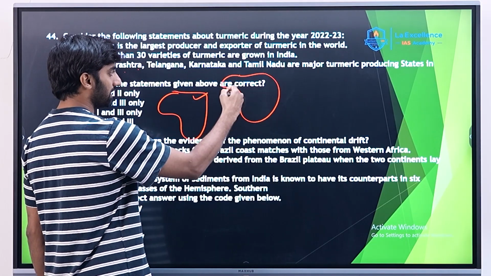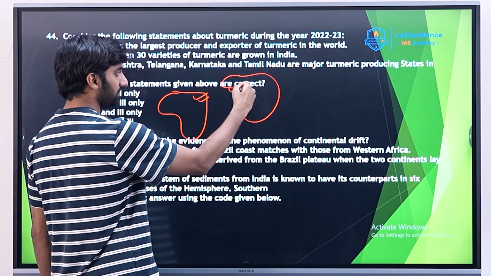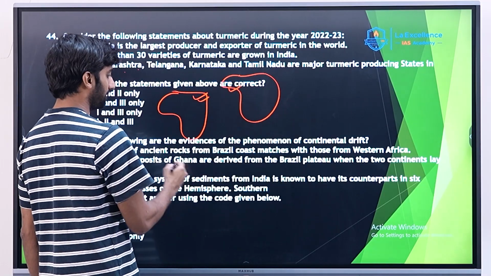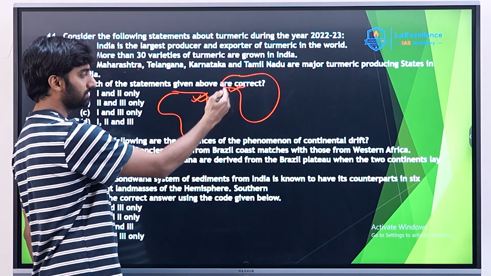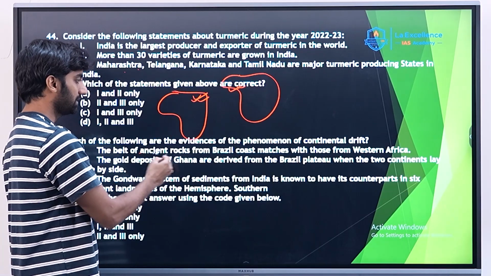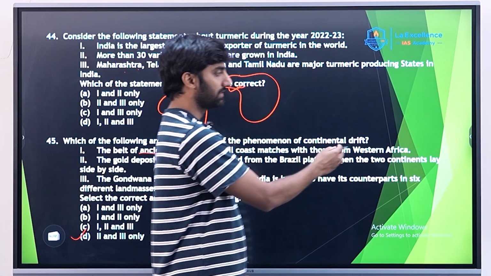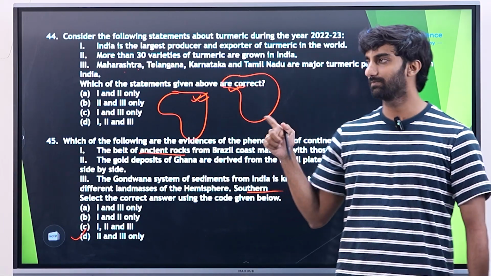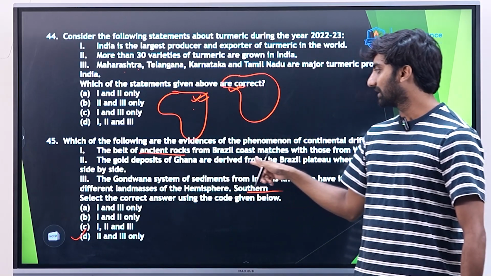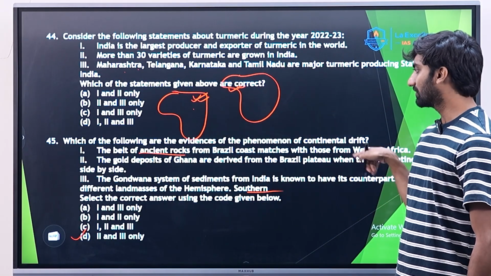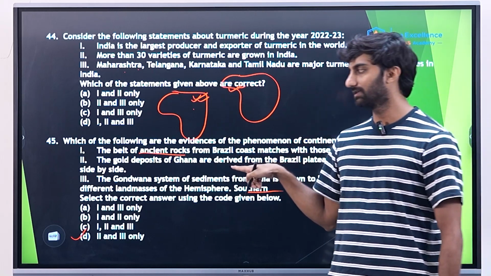South American coast, eastern part exactly fits into western coast of Africa. If coast is fitting exactly same, rocks on either side should also be exactly same. So ancient rocks, Brazil are matching with Western Africa, that is true. Eastern part of South America, we find Brazil. Second, gold deposits of Ghana are derived from the Brazil plateau when the two continents lay side by side. This fact is also true.